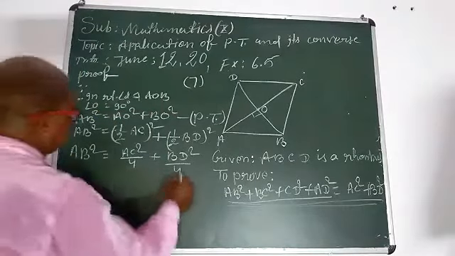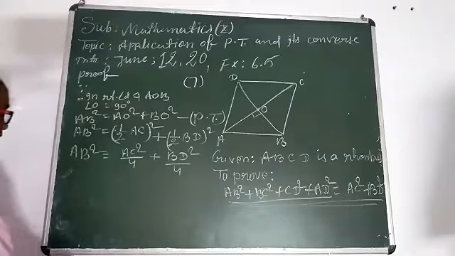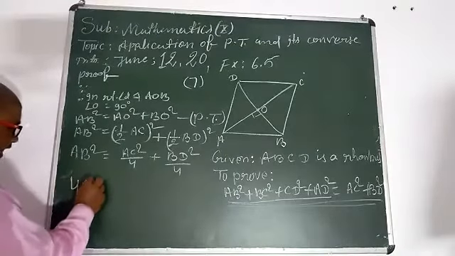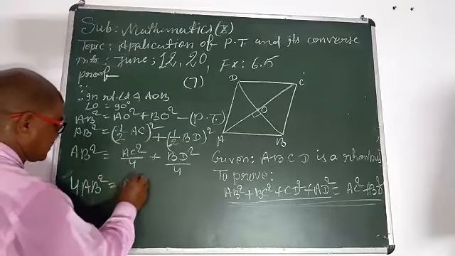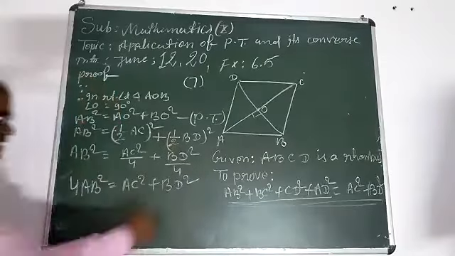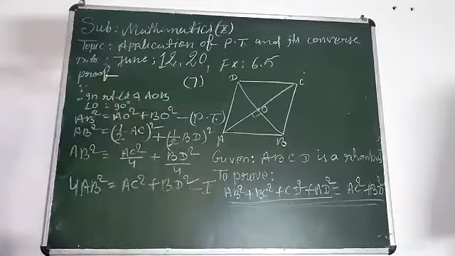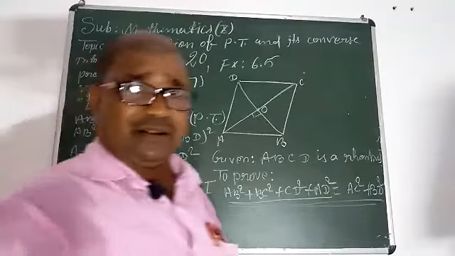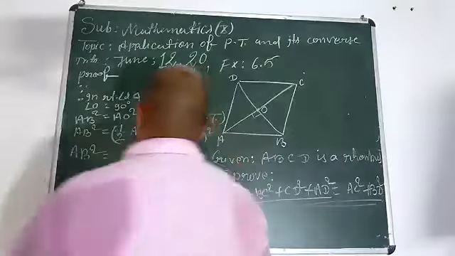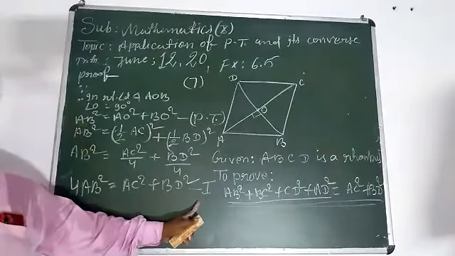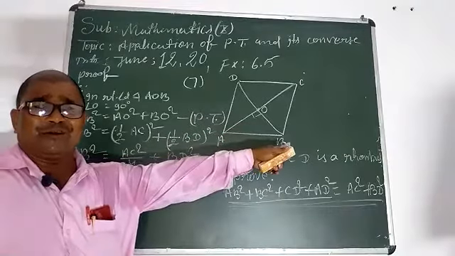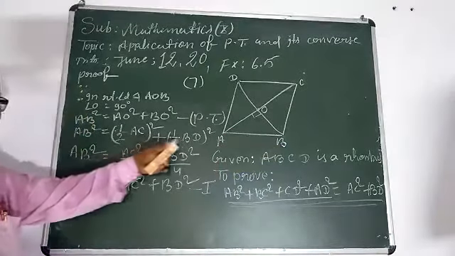They are fractions having the same denominator. So after cross multiplying, you can write 4AB square equal to AC square plus BD square. This is equation number 1. Understood, everyone? How did we get equation number 1? From this right angle triangle AOB, we used Pythagoras.